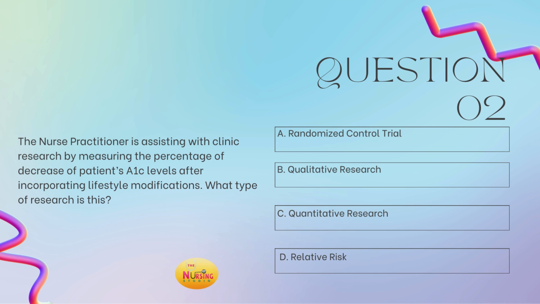All right, so the question states, what type of research is this? So let's see what they're talking about. The nurse practitioner is assisting with the clinic's research. They're measuring the percentage of decrease of a patient's A1C level after incorporating lifestyle modifications. Okay, so randomized control trial doesn't really mention if things are randomized or not, so we'll just hold that to the side. Qualitative research, not so much. Quantitative research, yes, C is the best answer.